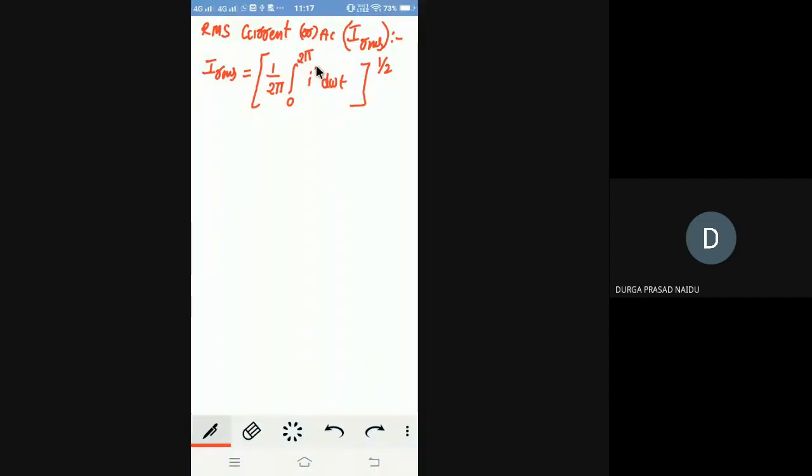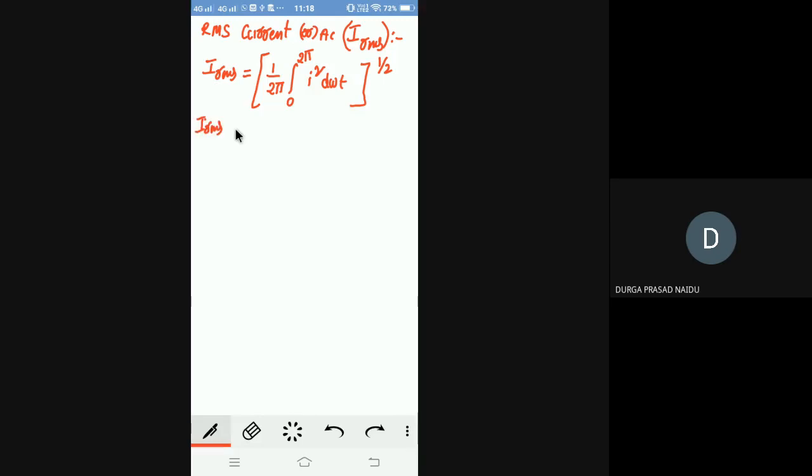RMS means root mean square value. First I have written a root, whole power 1/2, and average means already we know, 1/2 pi integral 0 to 2 pi, I into d omega t. Square means here we have to write I square. So I can write the IRMS equation. As we already know, for a rectifier, what is the I value for 0 to pi and what is the I value for pi to 2 pi.